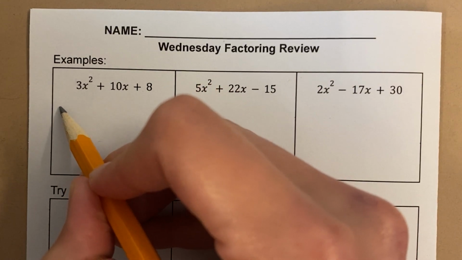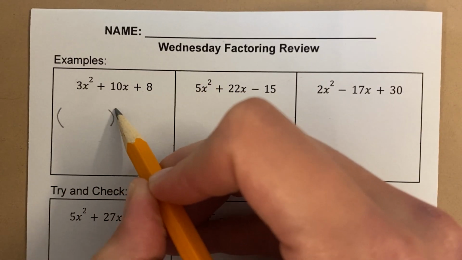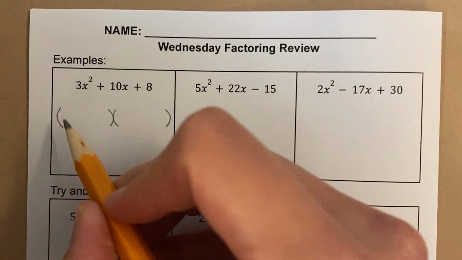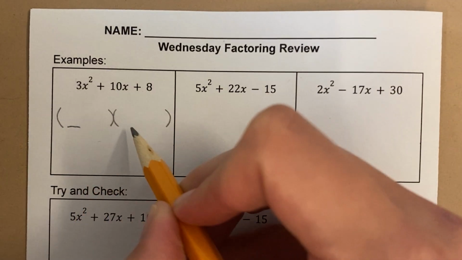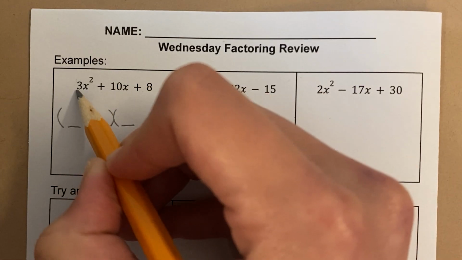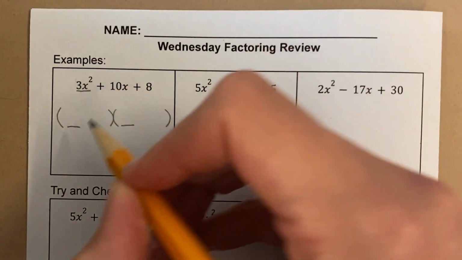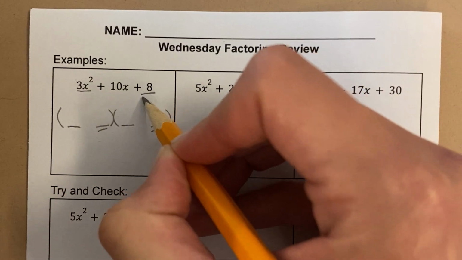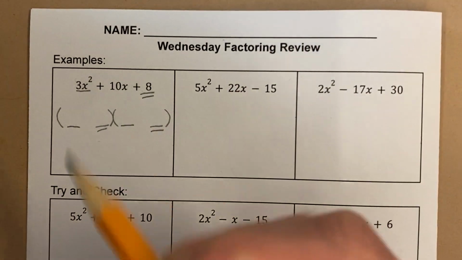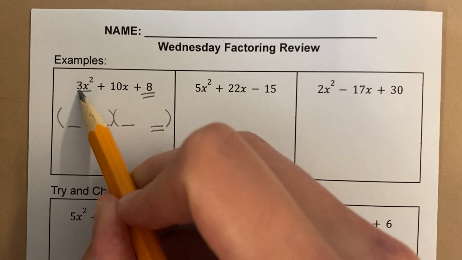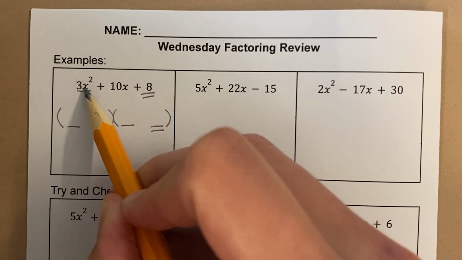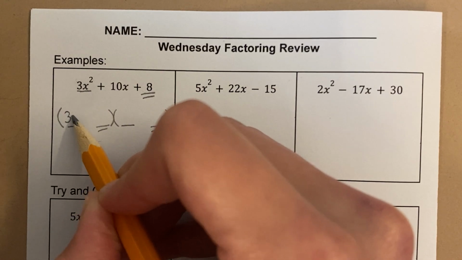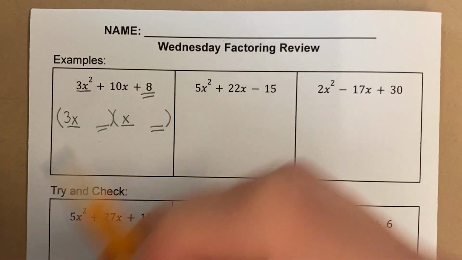So what that tells me is that it's just going to look like this, okay? And what you need to remember is that this times this will equal this. And this times this will equal this. Okay, now here's the thing. Only 3 times 1 is 3. That's the only possibility. And this is x squared. So x times x is x squared. So this is going to be 3x and x.